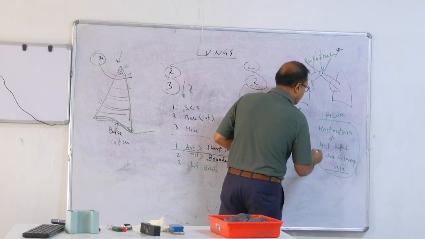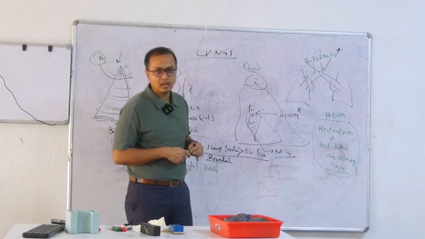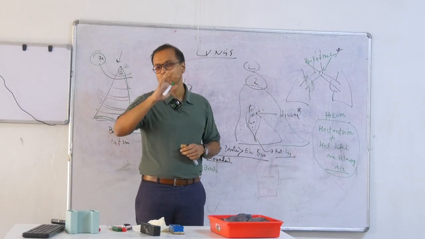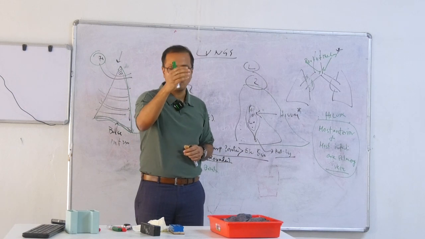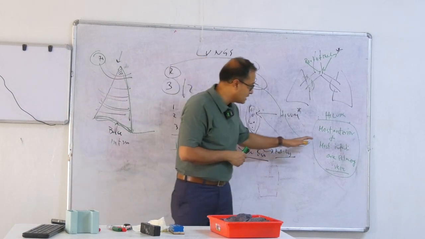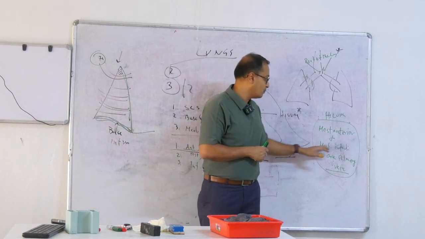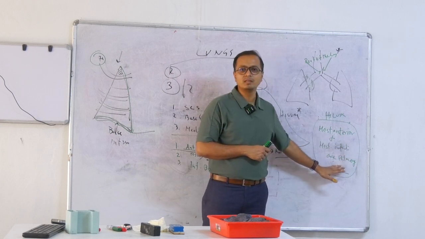Now there are the relationships present within this hilum. I do not memorize all these relationships, above, down, or front to back. I only memorize this thing: most anterior and most inferior are pulmonary veins.